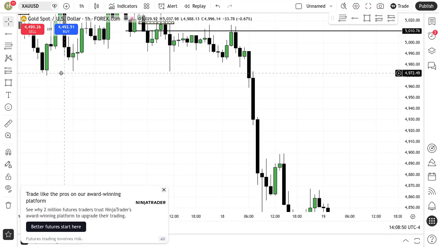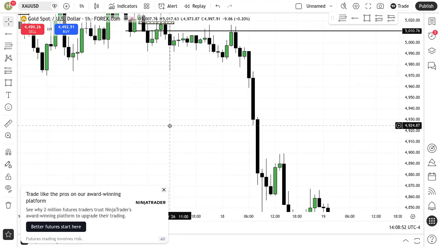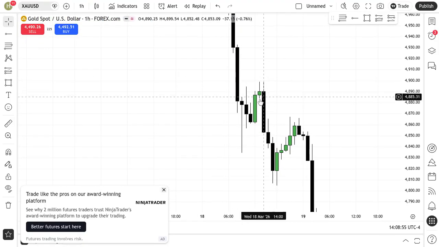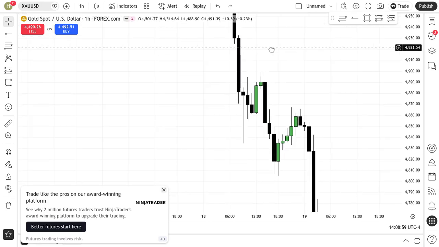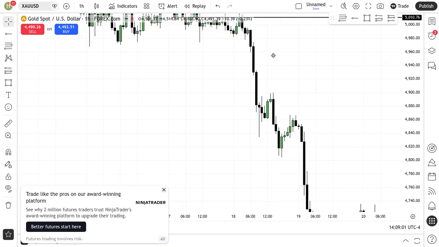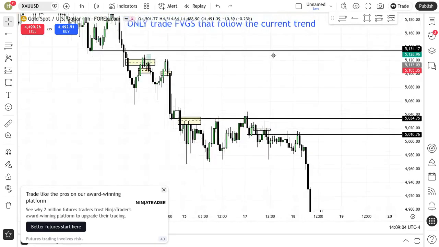Look, we break all these lows. And what do we sell off of? A bearish fair value gap. We break this low. What do we sell off of? A bearish fair value gap. So when price is trending, you do not want to trade against the trend.